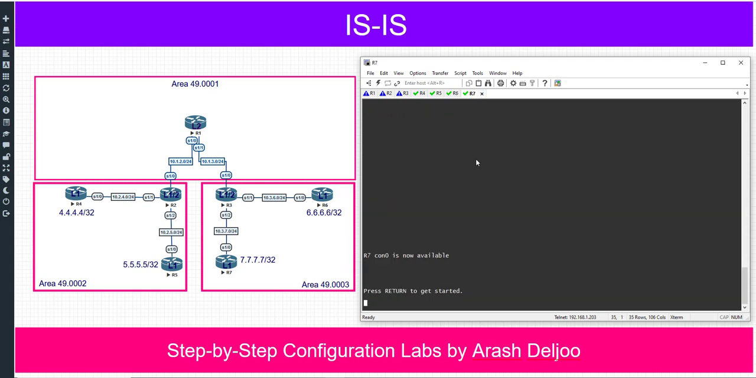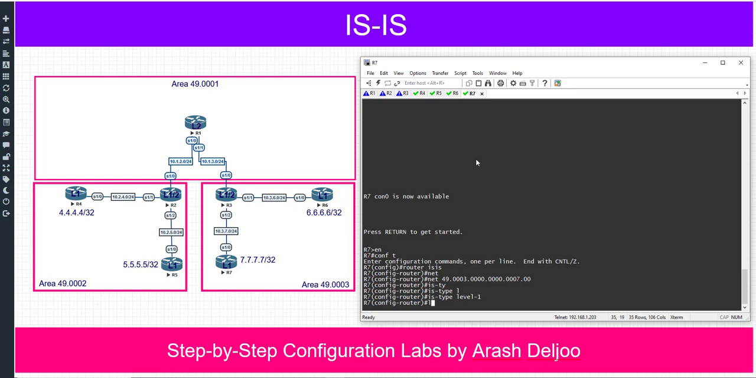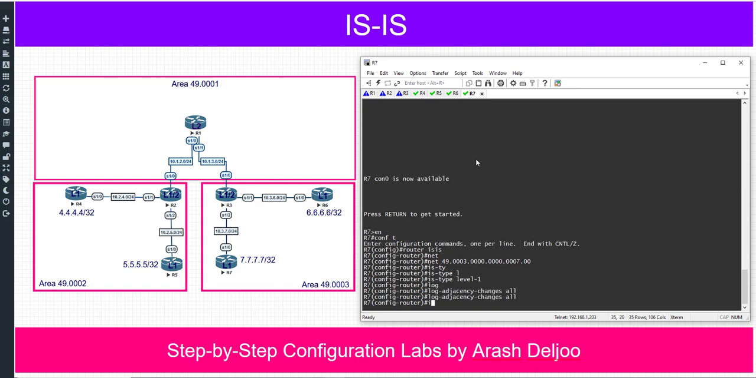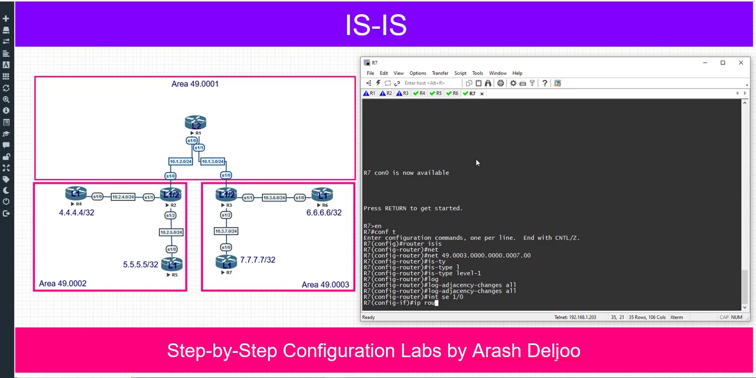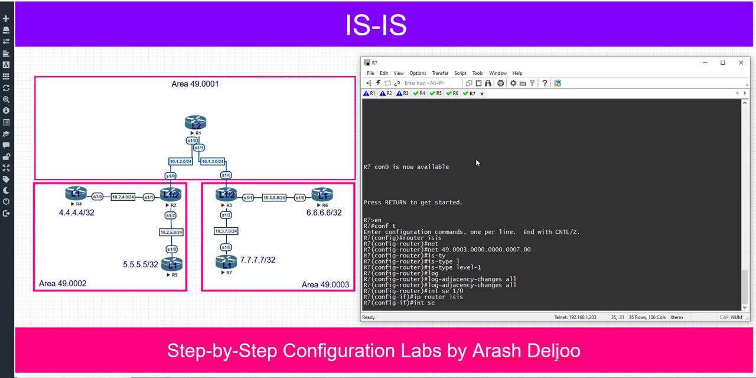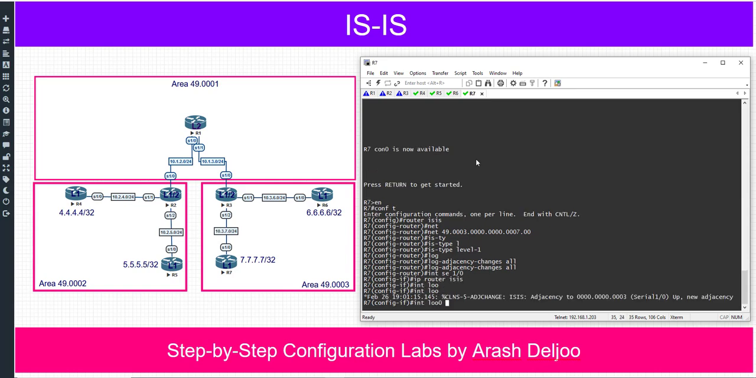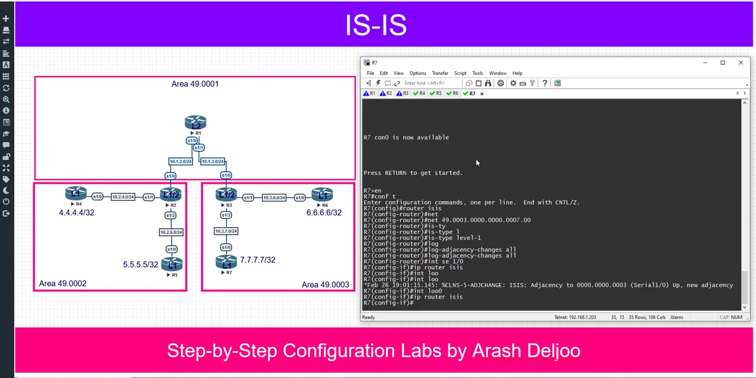And the last router is router 7. Let me configure it also. Configure terminal, router ISIS. The net address is 49.0.0.3, again quad 0, for example 0.0.0.7.00. Then the IS type is level 1. Log adjacency change all, interface serial 1/0, IP router ISIS. And then interface loopback 0, again IP router ISIS. Now we can check first the neighborship and after that connectivity between the routers.